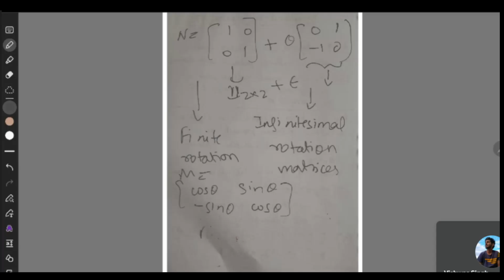See, R transpose R is identity, right? So you can write R as exponential of some matrix. Now, if R transpose R is identity, that means R transpose is R inverse.